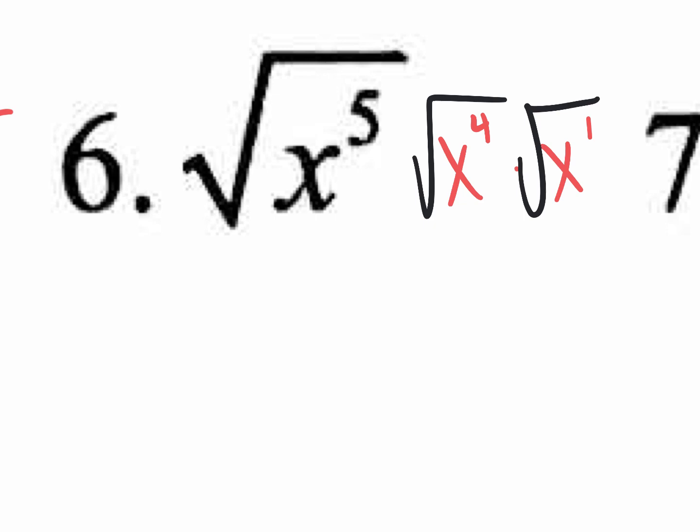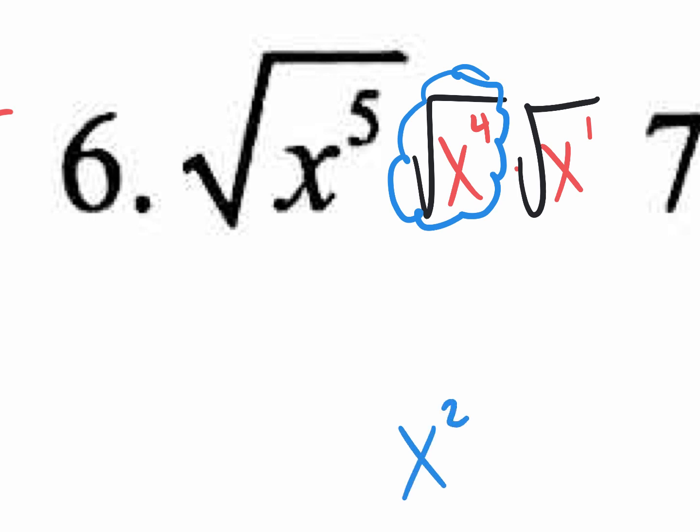Now you could actually do the square root of x to the 4th. What's the square root of x to the 4th? X to the 2nd, right? And what's the square root of x? That's just the square root of x.